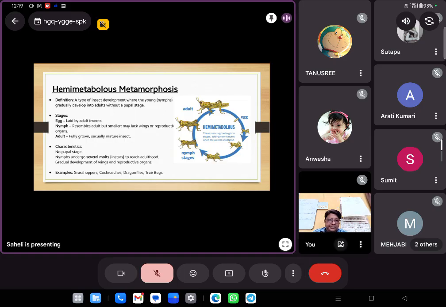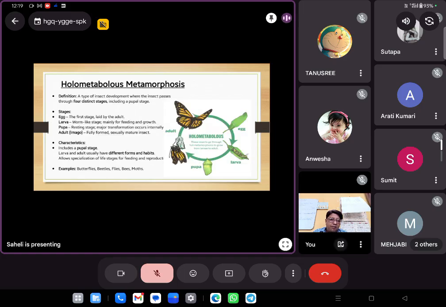Next, holometabolous metamorphosis. Holometabolous metamorphosis is also known as complete metamorphosis. In this type, the insect undergoes a total change in body form during its life cycle. It has 4 main stages: egg, larva, pupa and adult. The larva looks completely different from the adult and usually has different feeding habits. The change from larva to adult happens inside the pupal stage.